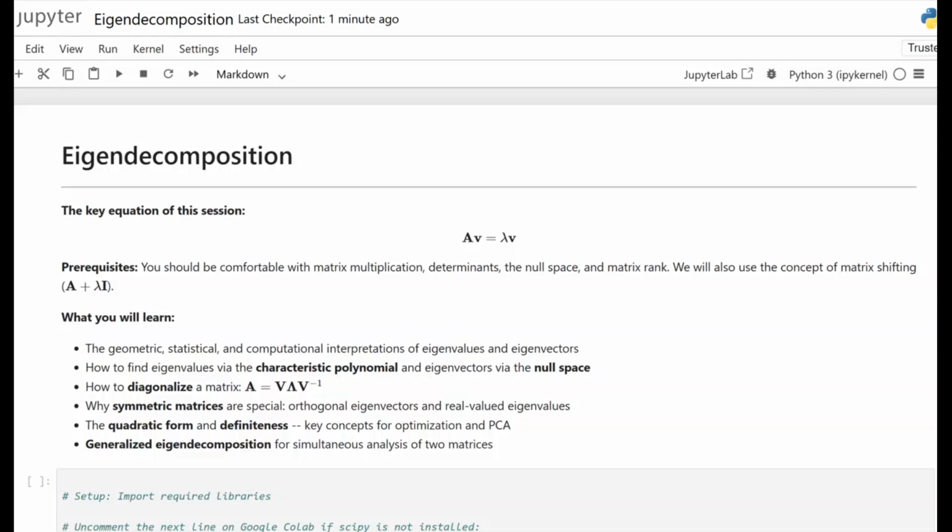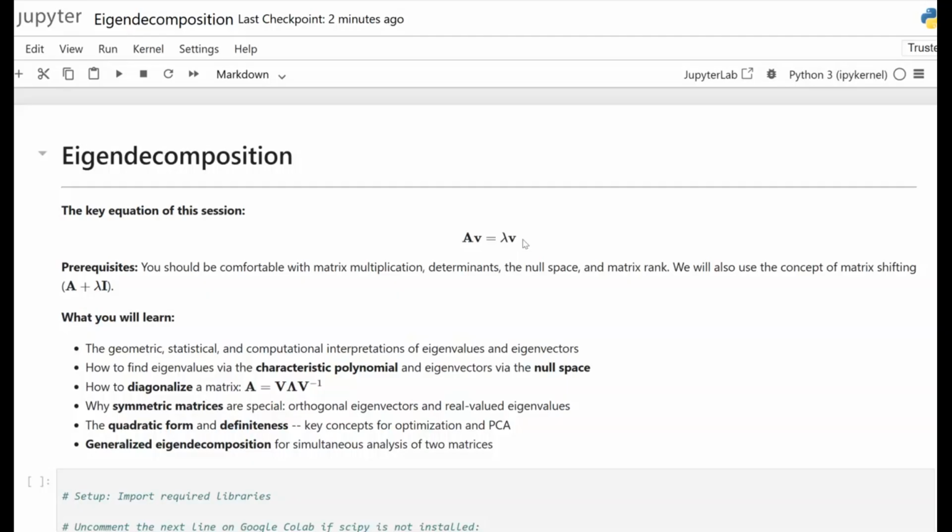And yes, dear friends, here it is, a simple looking equation: A multiplied by V equals lambda multiplied by V. It looks small, but this single equation powers principal component analysis, noise reduction, data compression, graph analysis, dynamical systems, and of course a lot and lot more.